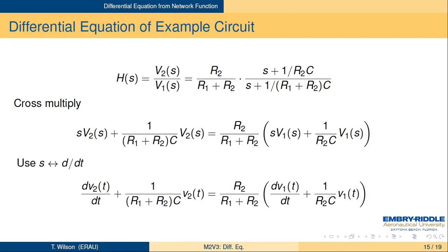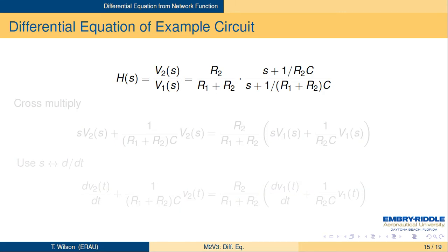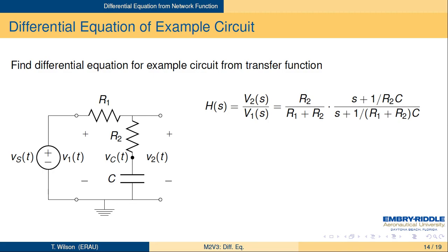So there we are, dv2 dt plus 1 over (R1 plus R2)C, v2 of t equals R2 over R1 plus R2, quantity dv1 of t dt plus 1 over R2C times v1 of t. It took 3 steps to get there from the circuit, whereas in the other case, we had all this algebra, we had canceling, we had bookkeeping.